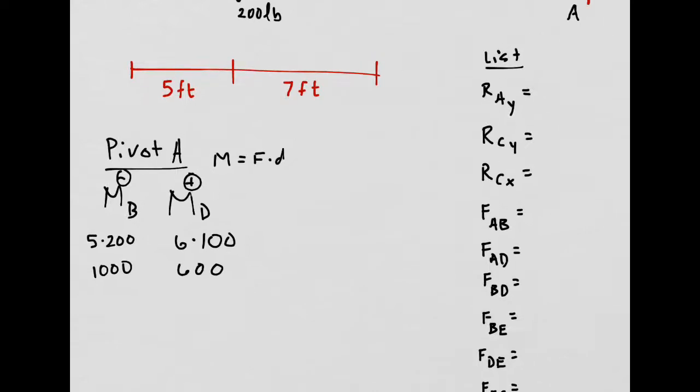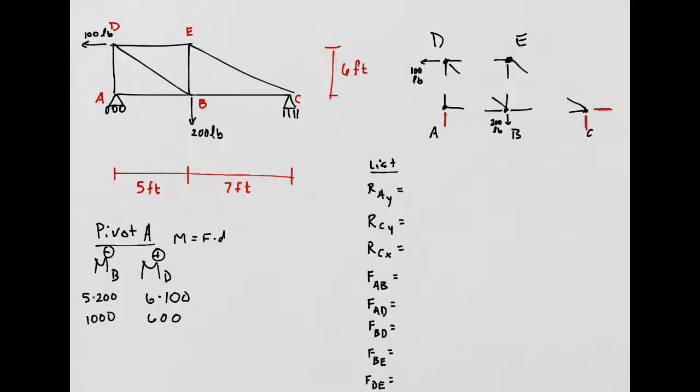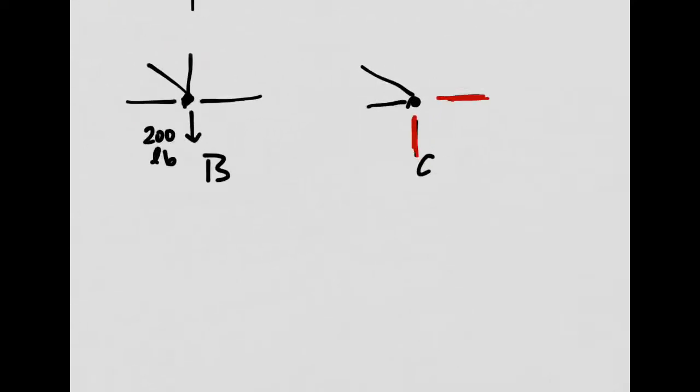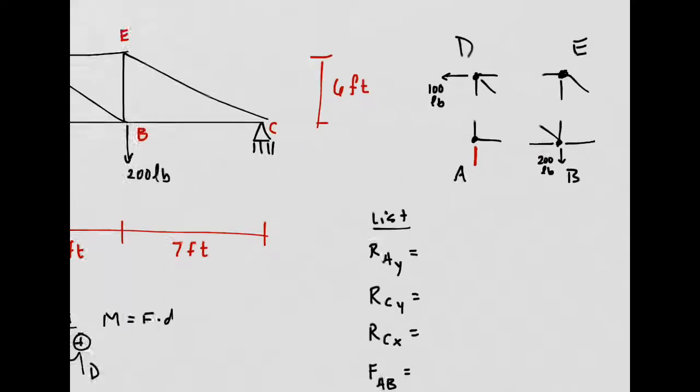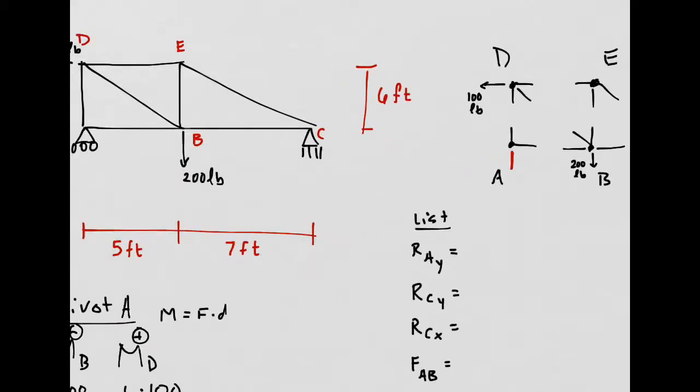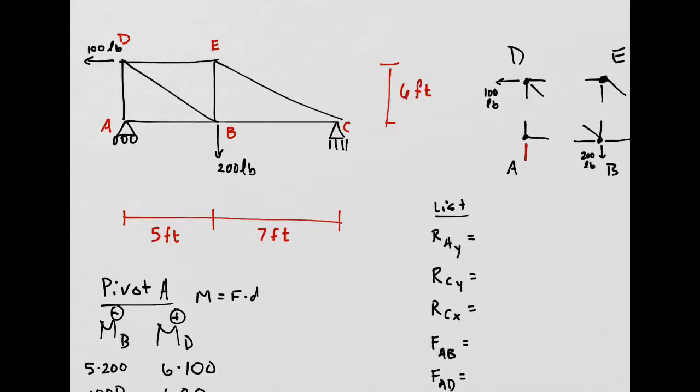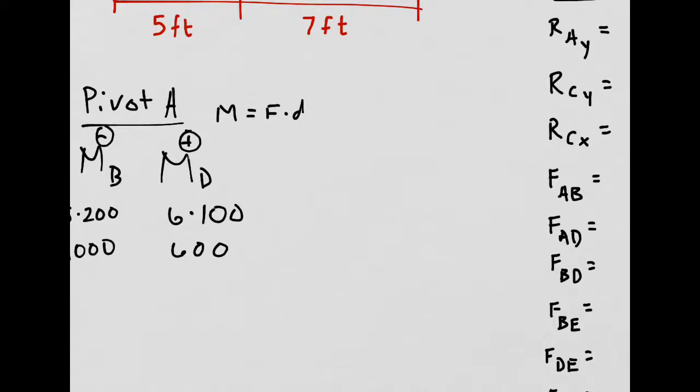So which one's winning out? Definitely the moment due to the force at B. So it's spinning this way, unless C has anything to say about it, and C then has to point upwards, so it can counteract that moment. So can you quiet, please? I'm trying to. All right.